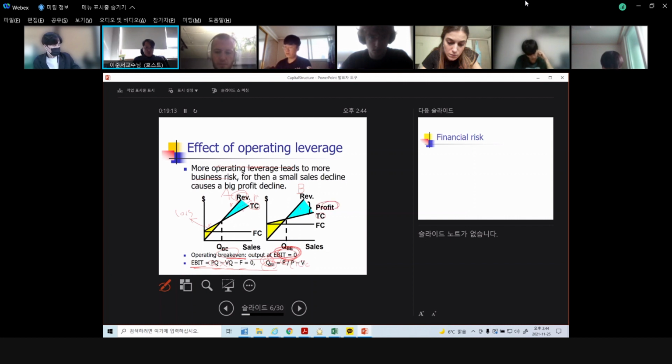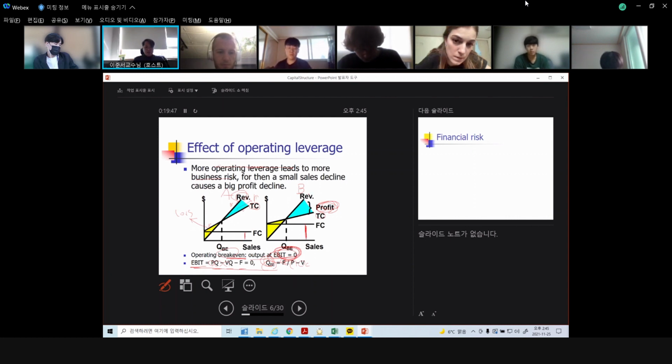So the light blue regions display the profit, whereas the yellow region displays the loss, right? Yellow region displays the loss. Then the only difference between A and B is the fixed cost. This is total cost. Fixed cost in A is as much as this one. Fixed cost in B is this one, right?